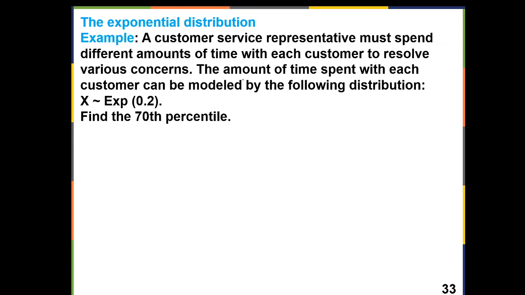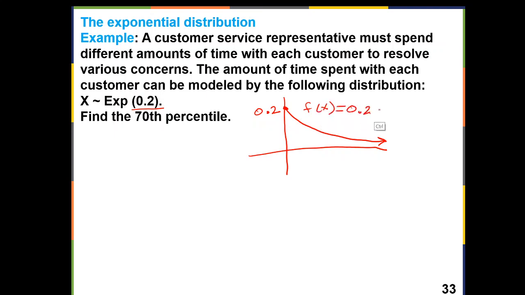The amount of time spent with each customer can be modeled by the following distribution. Find the 70th percentile. All right, so let's see. So the graph is a distribution that is exponential, and we know what m is, 0.2. Why? Because it's given right here. So the f of x here is nothing but 0.2 e to negative 0.2x, right?